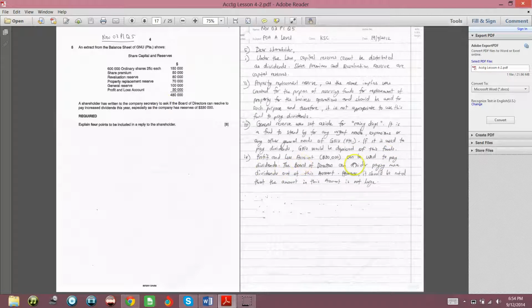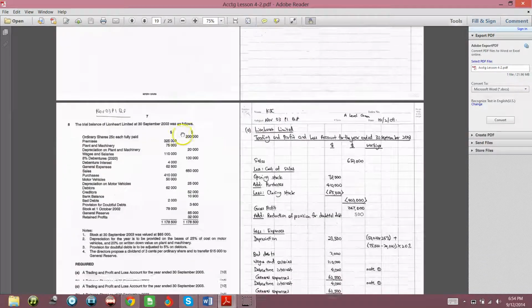And then profit and loss account can be used to pay dividend. The board of directors can consider paying more dividend out of this account. However, it should be noted that the amount in this account is not huge, so not much more dividend can be paid from this account. So they are just asking you to reply to the shareholder. So just reply with your understanding and logically.